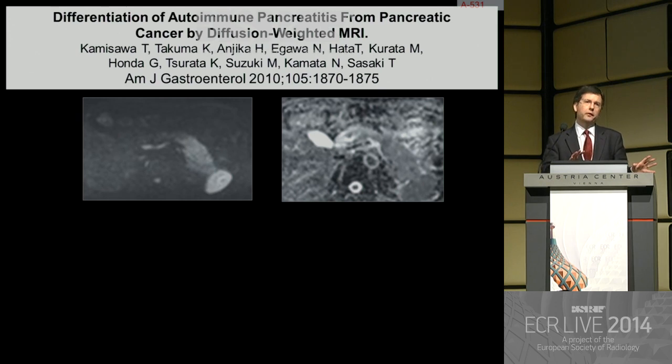Now, we talked a bit in the last talk, and also talked about diffusion-weighted imaging, and there have been a lot of papers published now about differentiating between AIP and pancreatic cancer using DWI. And this was one paper published in 2010 in the American Journal of Gastroenterology. We can see on the b-value imaging we've got a hyperintense restricted diffusion, hyperintensity within the tail of the pancreas, and we've got reduced ADC map involving the tail.